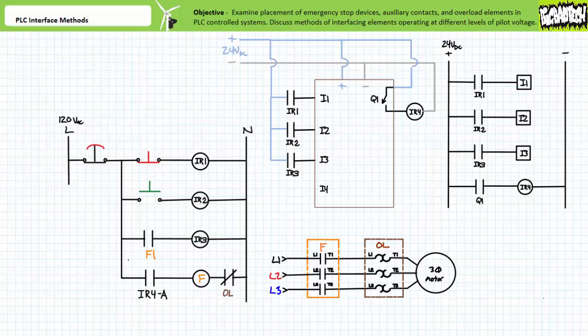We examine the placement of e-stops, overloads, and auxiliary contacts in PLC-controlled systems, and how these devices can be physically hardwired into a system such that safety is not compromised. Additionally, we examine how interposing relays can interface elements intended to operate at different pilot level voltages. Finally, we examine how a PLC control system can be efficiently represented using compact schematics. Remember to review these concepts as often as you need to really drive it home. Imagine how well lab will go if you know what you're doing.